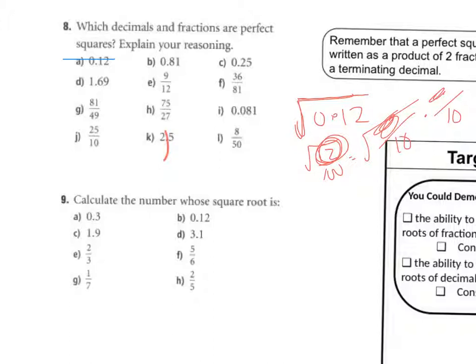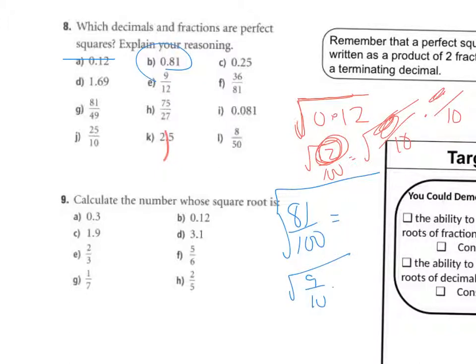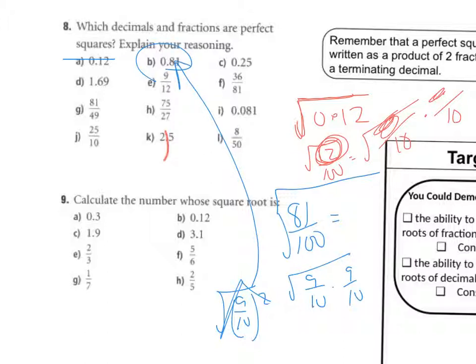What I mean by a square of two numbers is like this one. I can write that as 81 over 100, which is the same as 9 over 10 times 9 over 10, which is the same as 9 over 10 squared. This is a square of two numbers. The numbers are the same. Therefore, I can write it as a perfect square. Therefore, it is a perfect square.